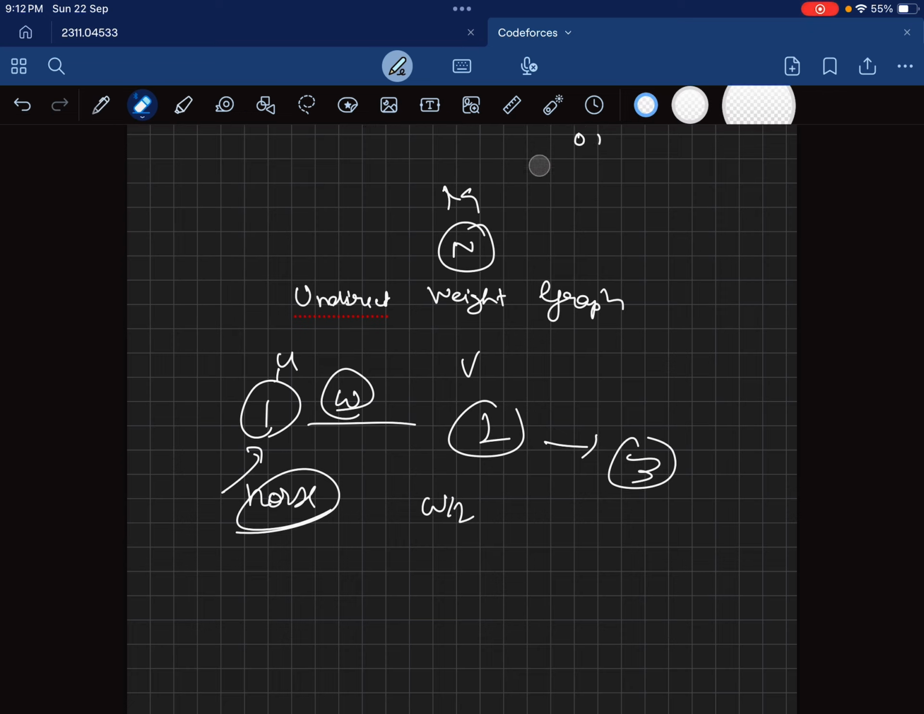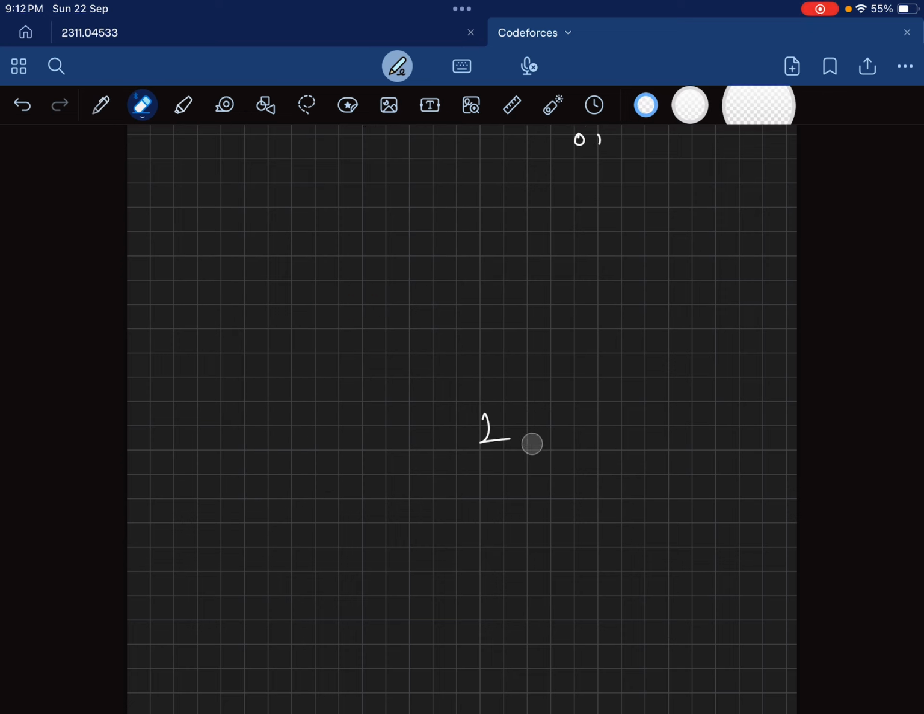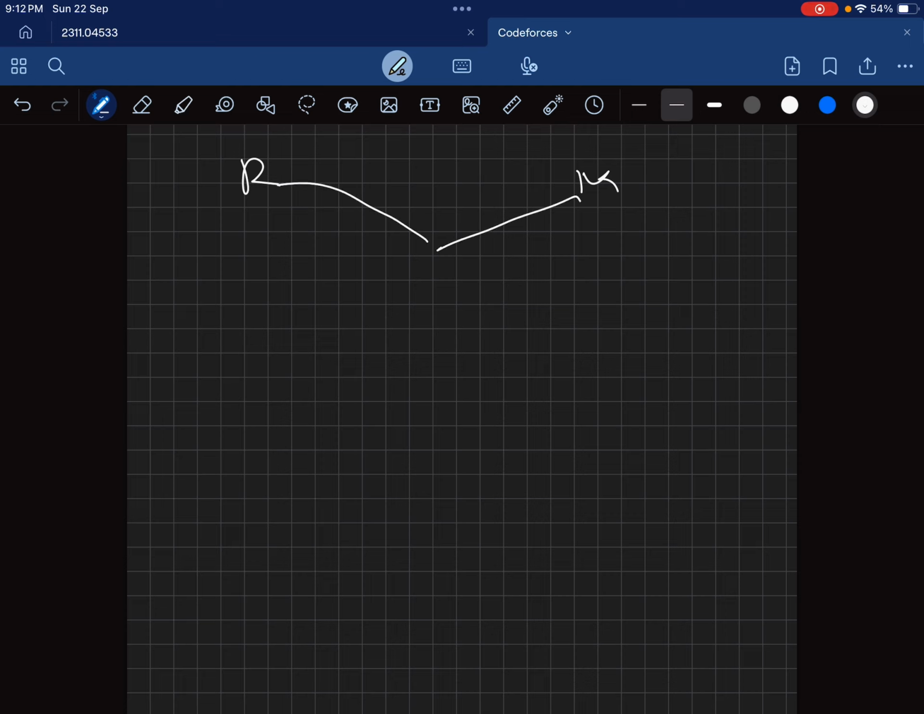So what we have to determine in this question is the minimum time required for Robin and Marianne to meet at a particular vertex. Okay, so in order to solve this, what are we going to do? We are going to use Dijkstra's algorithm.